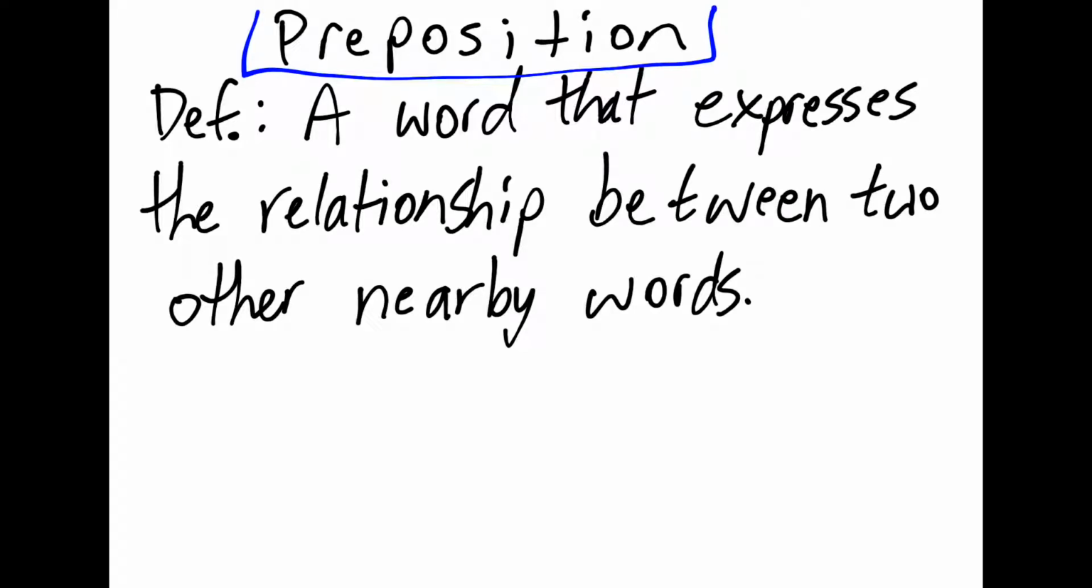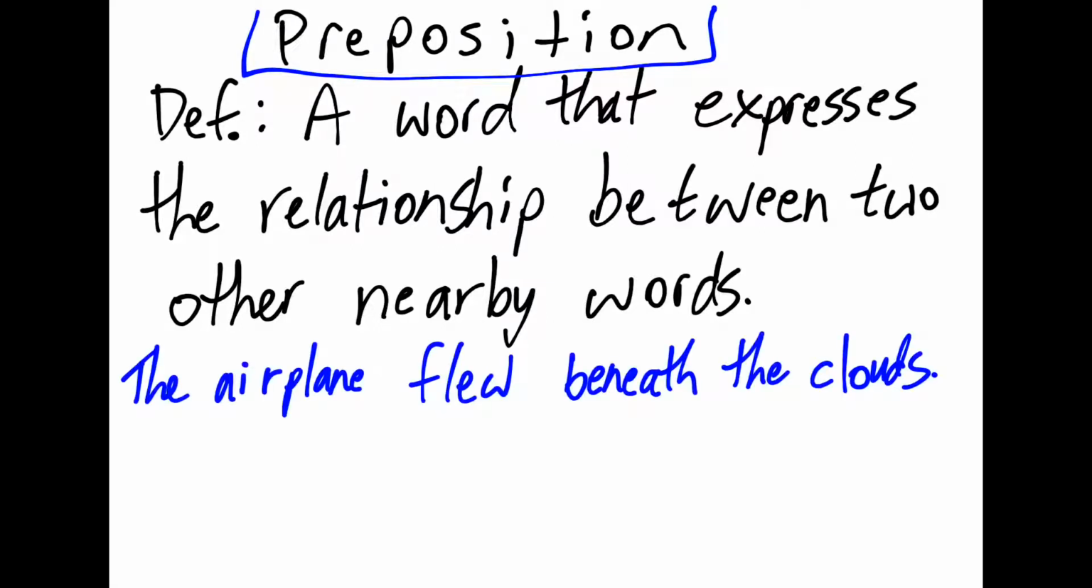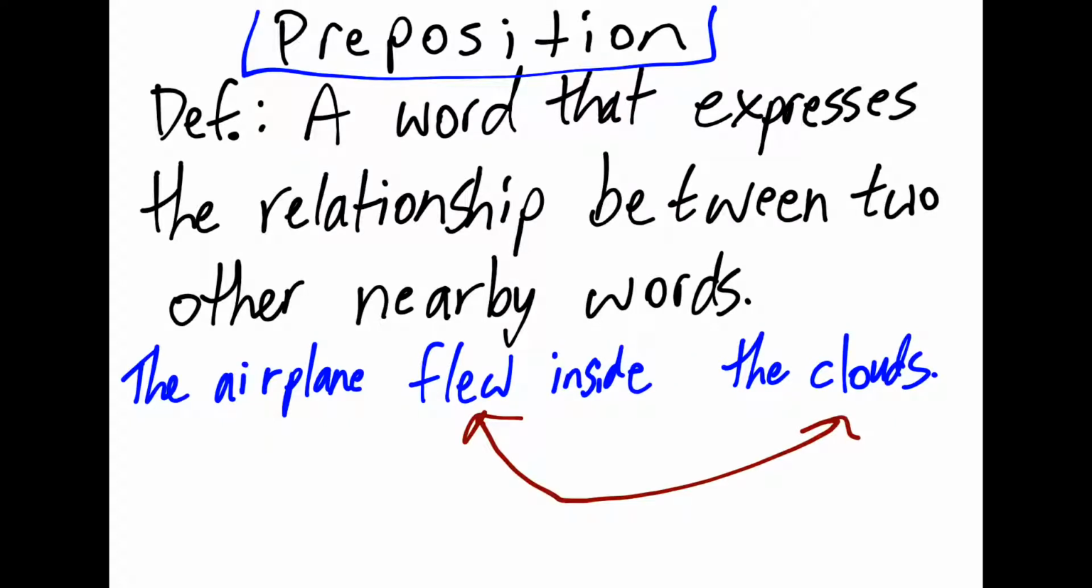A preposition can be defined as a word that expresses the relationship between two other nearby words. One trick is to think of any way you can explain an airplane in relation to a cloud. For example, an airplane could fly beneath the clouds, through the clouds, above the clouds, between the clouds, or inside the clouds, just to name a few. The connection made for all of these examples is between the word flew and the word clouds. So it's telling you where or how the airplane flew in relation to the clouds.